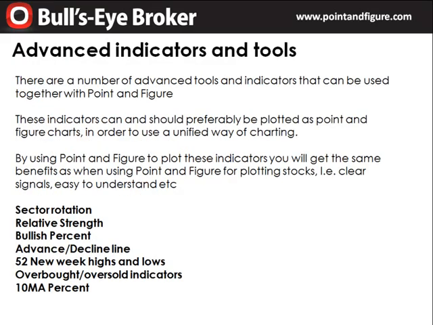Advanced indicators and tools. There are a number of advanced tools and indicators that can be used together with point and figure. These indicators can and should preferably be plotted as point and figure charts. This way, you'll be able to create a unified way of charting. By using point and figure to plot these indicators, you will get the same benefits as when using point and figure for plotting stocks, for example, clear signals that are easy to understand. Some of the tools we'll go over are sector rotation, relative strength, bullish percent, the advance-decline line, 52-week highs and lows, overbought/oversold indicators, and the 10 moving average percent.